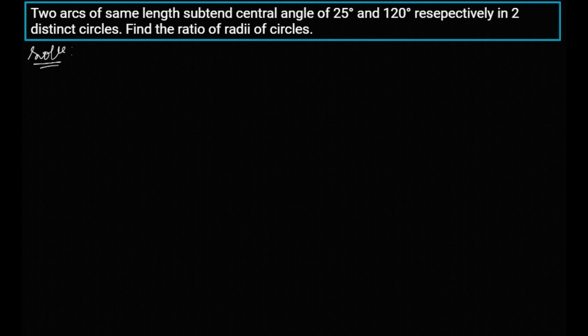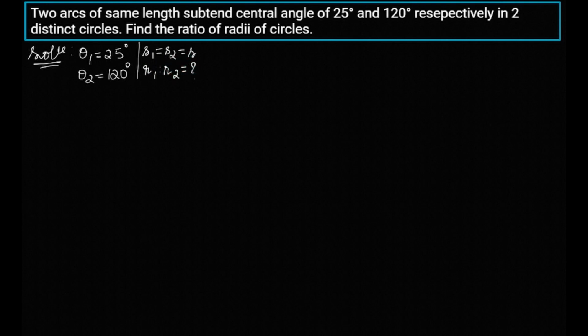So first let us write down the given data. Let us take theta 1 as equal to 25 degrees and theta 2 as equal to 120 degrees. And they have given here that two arcs of same length subtend. So two arcs of two different circles, that is S1 is equal to S2. Let us take that as equal to S. And we have to find out the ratio of the radii of circles, that is R1 is to R2.